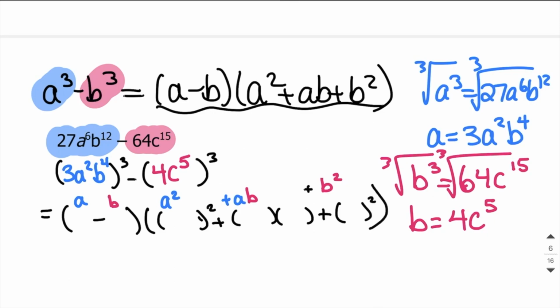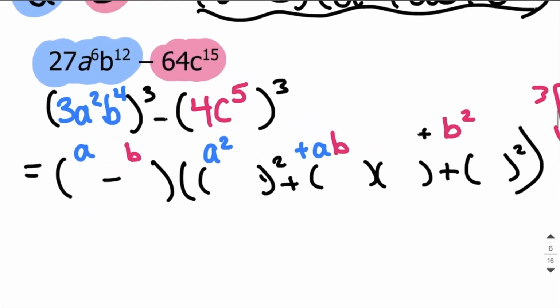Okay, so we know that a is going to be, I'm going to zoom in on this a little bit so you can see this more clearly. We know this is going to be 3a squared b to the power of 4, and that's going to be minus the b, which we know is 4c to the power of 5. And then that's going to get multiplied by whatever you get when you square the a. So this is going to be 3a squared b to the power of 4 squared plus, again, the a is 3a squared b to the power of 4. That's going to get multiplied by b, which we know is 4c to the power of 5, plus 4c to the power of 5 squared.